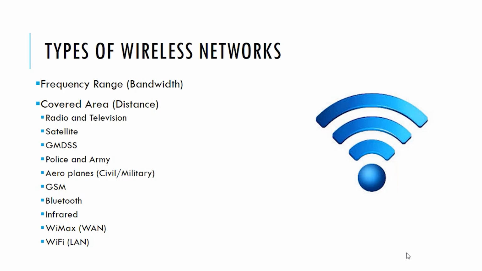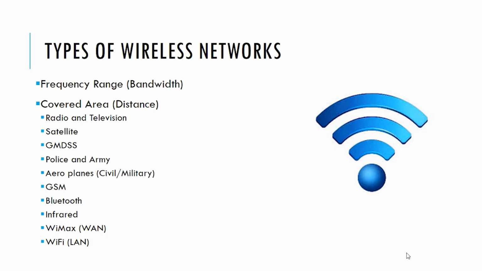In each country we have the police and army walkie-talkies and wireless networks to communicate with each other, as persons from the police or the army, in a safe and separate network. We have the aeroplanes that use their networks to transmit signals between the civil aeroplane and the airport, or the military aeroplane and the airport. We have the GSM, the Global System Mobile, for the mobile phones and the smartphones we hold in our hands. We have the Bluetooth technology that is used for transferring data in small geographical areas. We have the infrared that is used by the remote controls.